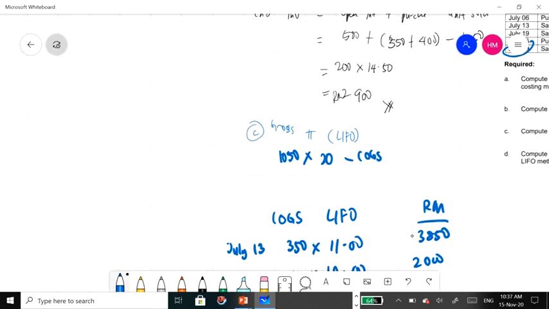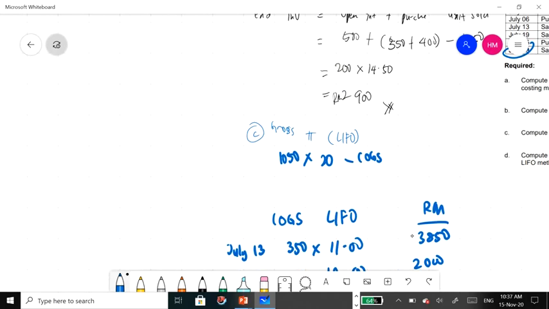So bolehlah masuk terus dalam formula. Kiranya ia akan tolak dengan 12,200. So equal 1,050 darabkan dengan 20. So you will get 21,000 minus with 12,200, 8,800. Macam ni lah jawab untuk bahagian C.